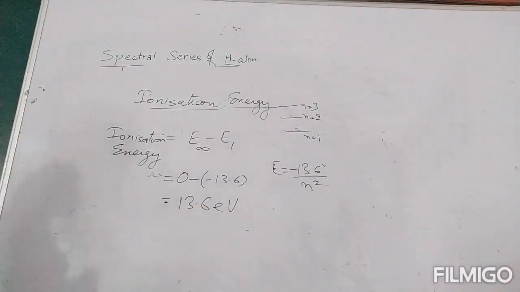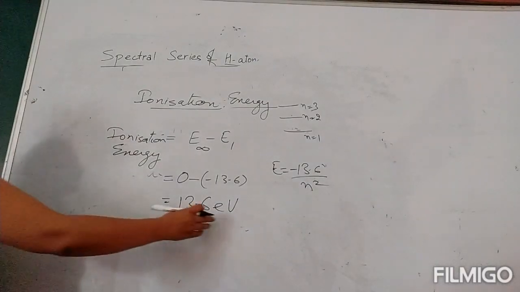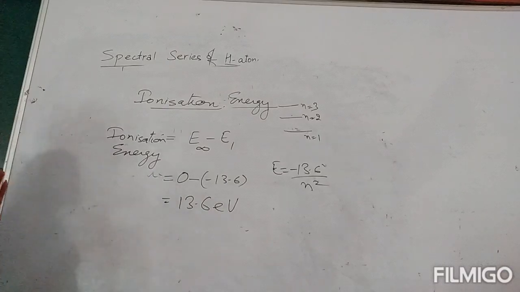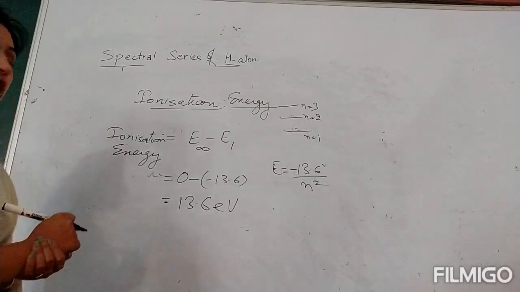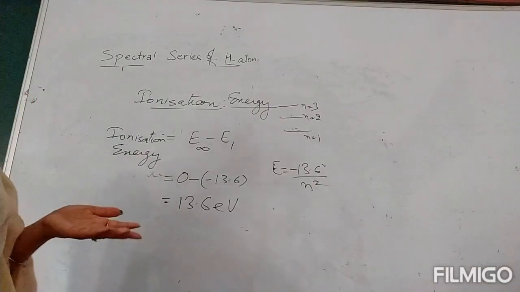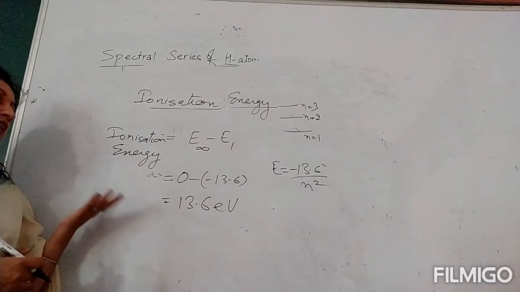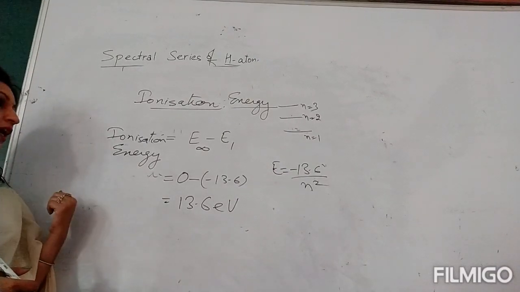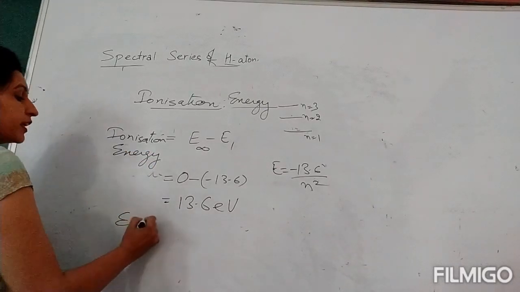So for the hydrogen atom, to knock out that electron from the hydrogen atom, this much energy in electron volt is required, or this much ionization energy is required. So ionization energy is required to free the electron, or to move the electron from the ground state to the state at infinity. Next, the third term is excitation potential.